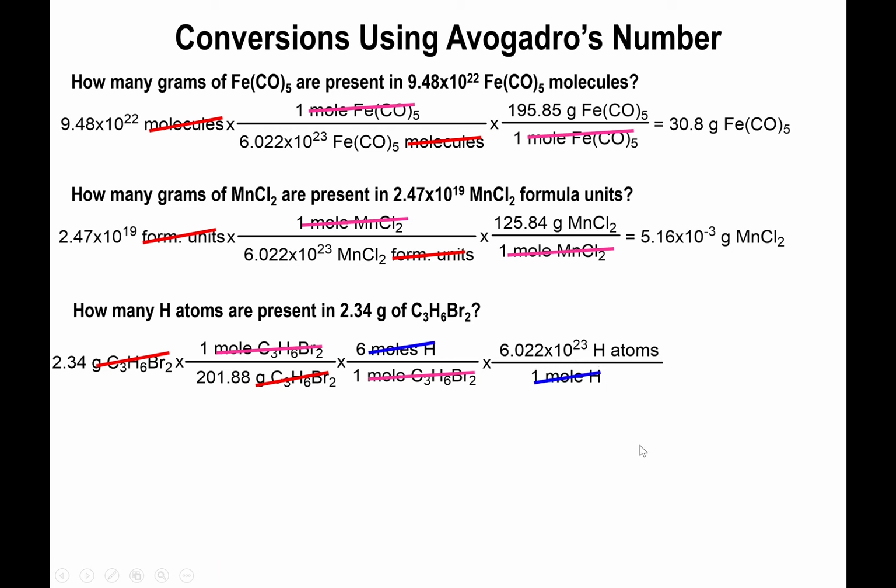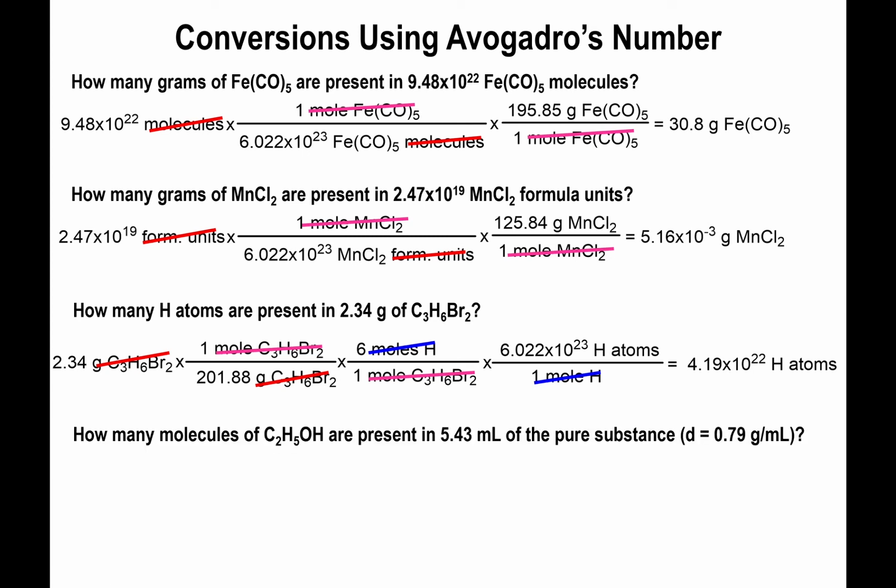So now what you need to do is carry on the calculation. So in your calculator, what you will do is enter 2.34 divided by 201.88, press enter. Then multiply by 6, press enter. Then multiply by 6.022 times 10 to the 23rd, press enter. And just to keep everything consistent, you might want to actually use parentheses around the Avogadro's number value. But if you do this correctly, you should end up with 4.19 times 10 to the 22nd hydrogen atoms.